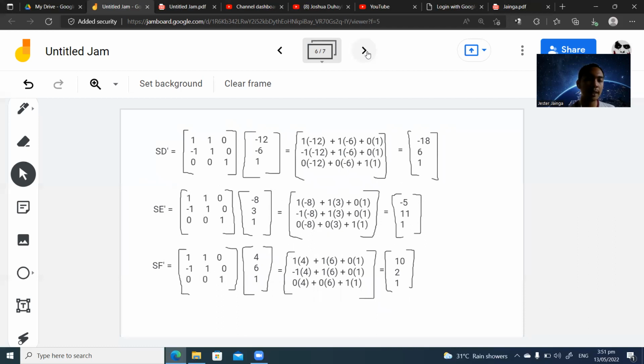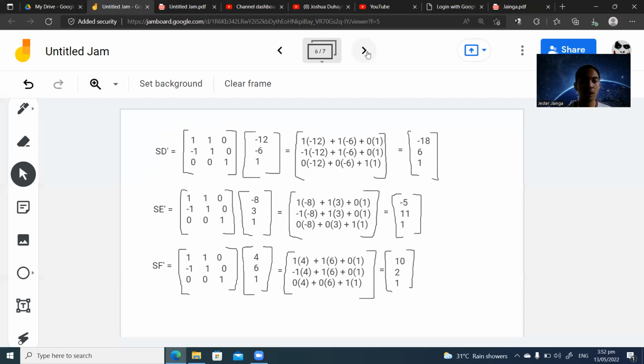So next for the D, the value is -12 and then -6. So we multiply 1 times -12 plus 1 times -6 plus 0 times 1. -1 times -12 plus 1 times -6 plus 0 times 1. 0 times -12 plus 0 times -6 plus 1 times 1. So the new value now is -18 and then 6.